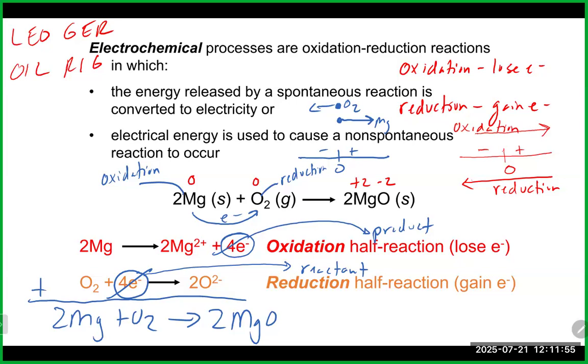This is also what we would expect to happen since this is a metal and a non-metal. Metals typically always lose electrons, right? Non-metals always gain electrons. And that should always be the situation of how an ionic compound is formed. Any questions on that there?